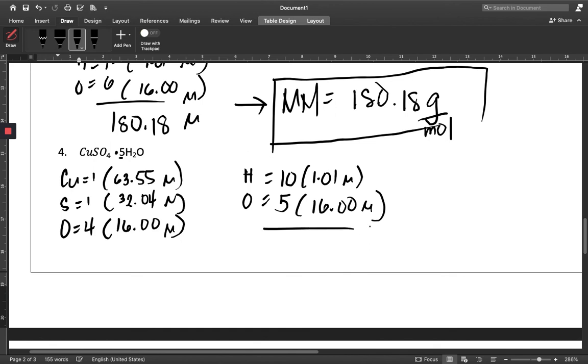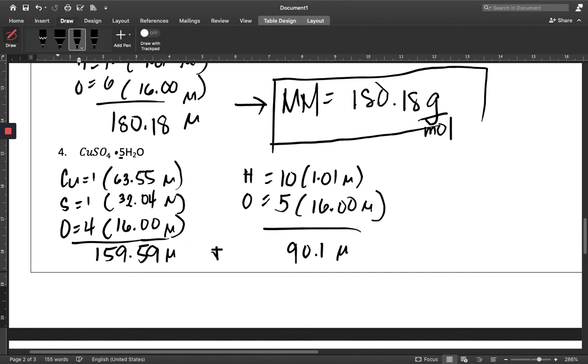So what we are going to do now is to get the total for each. You get the total of the atomic masses for both copper sulfate and the 5 molecules of water. So for the copper sulfate, I have 1 times 63.55 plus 32.04 plus 4 times 16. I have a subtotal of 159.59 atomic mass units. Now what we are going to do is add it to water. So that is 10 times 1.01 plus 5 times 16. So all in all, for the 5 molecules of water, we have a molecular mass of 90.1 AMU.